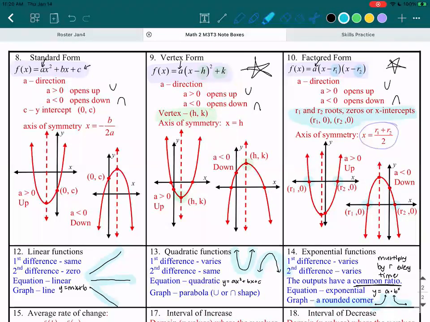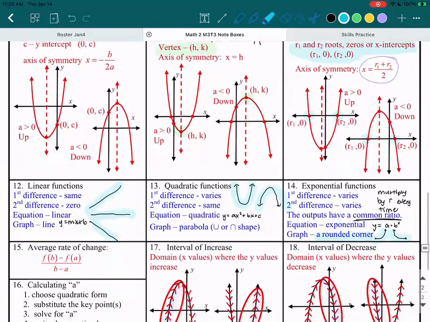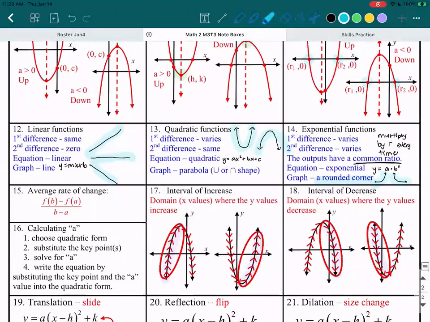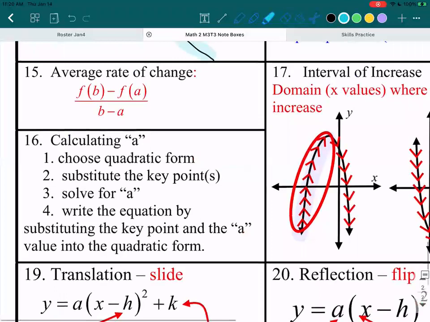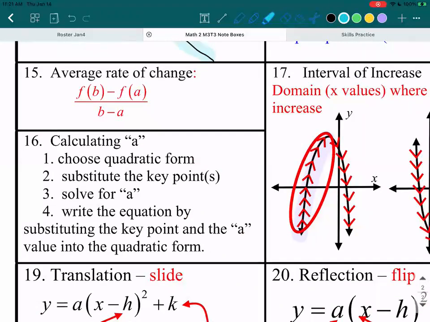We're also going to go over box 16. We'll go over it now, and then we'll come back to it later on when we do the skills practice as well. So box 16 is when you're calculating the a value. Remember the a that's appearing in all three forms of the equation. That a value, you're going to choose your quadratic form, and then you're going to substitute the key points and solve for a. Right now, that probably makes no sense to you, but we will come back to that, okay? So you can calculate a by substituting in a point.